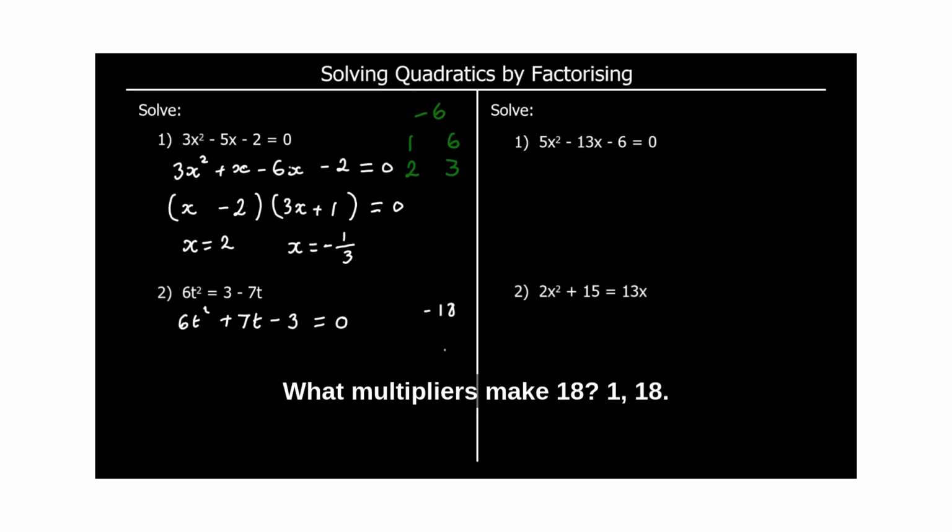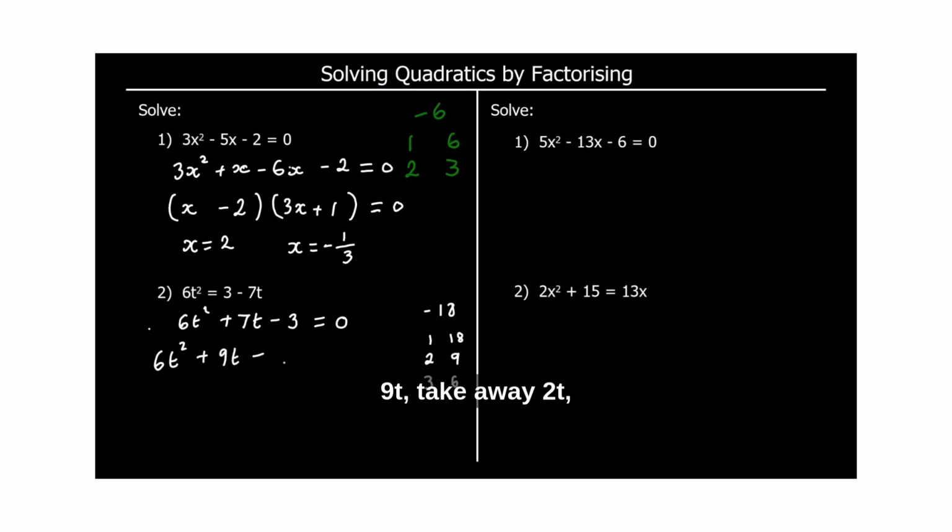What multiplies to make 18? 1 18, 2 9s, 3 6s. How can I make a 7? Plus 9, take away 2. So it's 6t squared plus 9t, take away 2t, minus 3 equals 0.